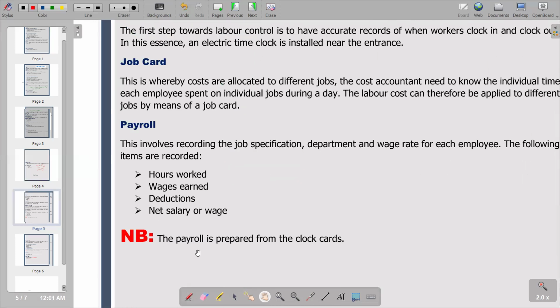Then we have a "please note" that reads that the payroll is prepared from the clock card. So you would see that for the Human Resource Department to be able to calculate the actual wage which relates to each and every worker, they have to engage the clock card. The clock card shows which worker was coming to work on which days, so that it becomes a basis for calculating the actual wages that have to be paid. That is being shown in the payroll. So basically, this is what we have under the payroll.